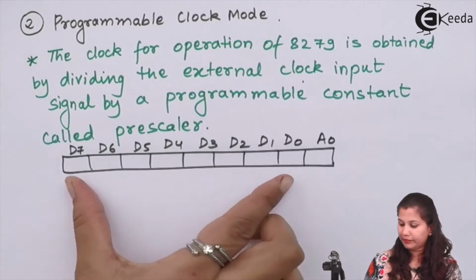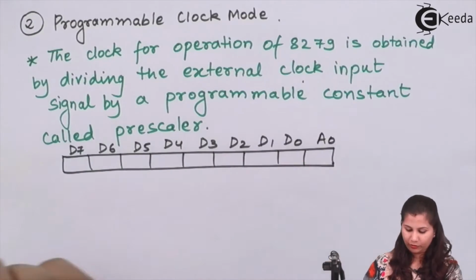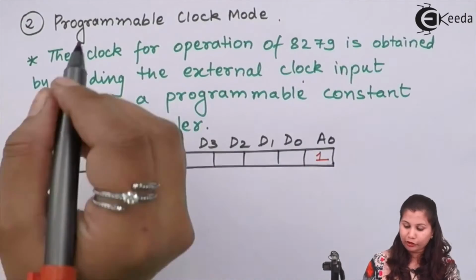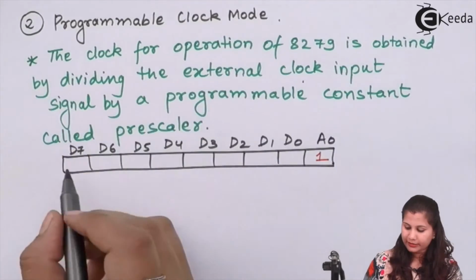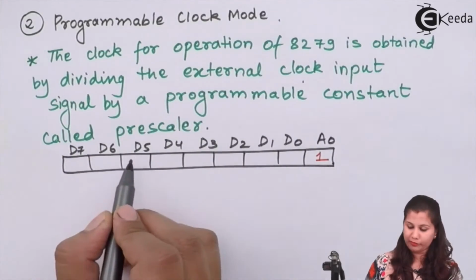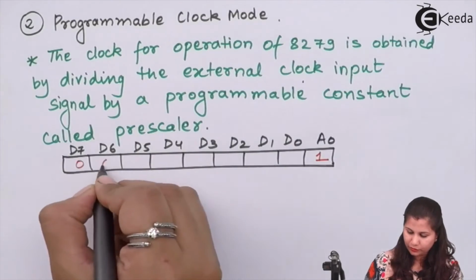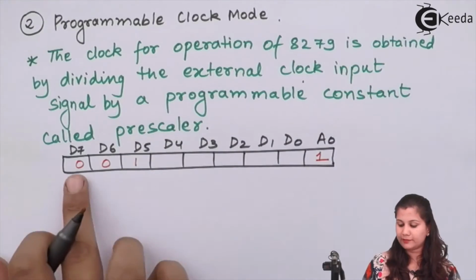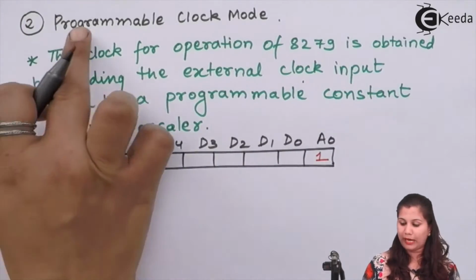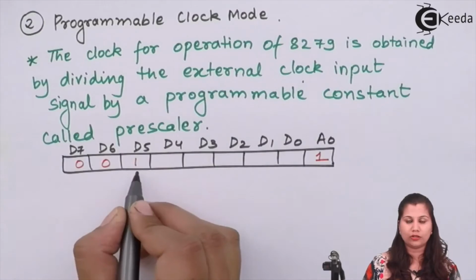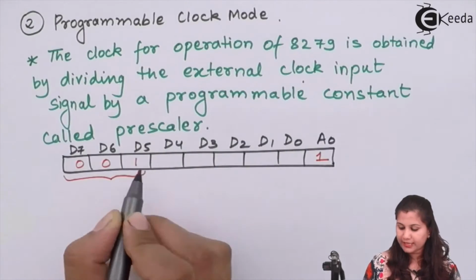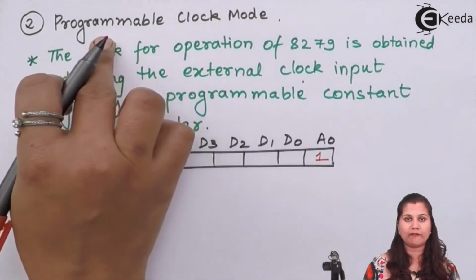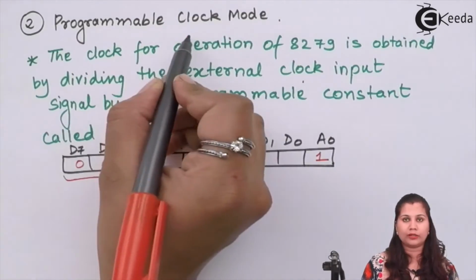Now, along with the 8 bits, I have written the A0 line also. A0 line is always at logic 1. For this programmable clock mode, the D7, D6 and D5 bits have to be 0, 0, 1. Earlier, in the keyboard display modes, these were 0, 0, 0. Now, in programmable clock mode, they are 0, 0, 1. So these are always kept at logic 001 so that the 8279 will work in the programmable clock mode.